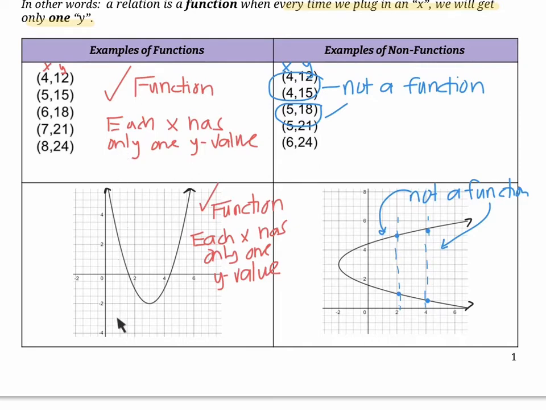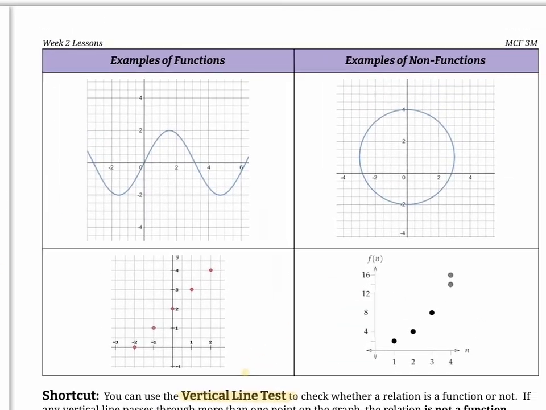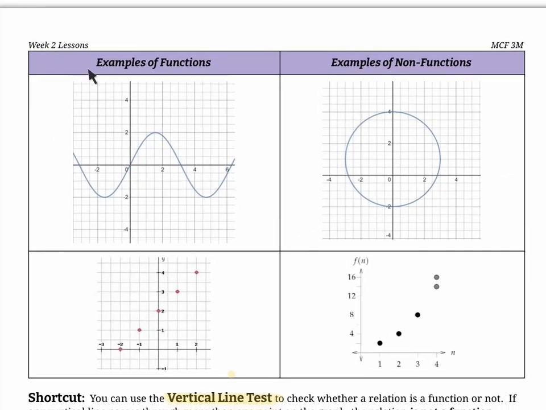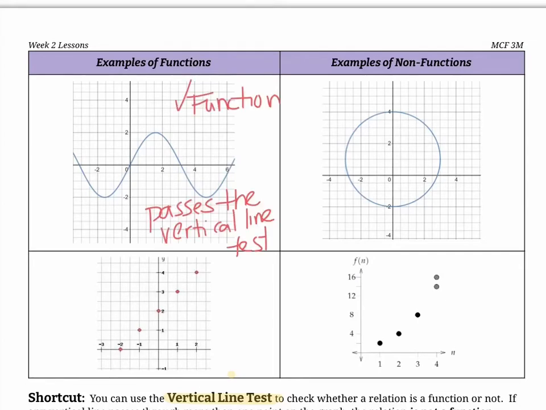Here, it doesn't matter where I draw straight lines. I only hit the relation one time, one time, one time. So it is a function. So let's try that shortcut on these 2 graphs here. If I draw a line along this graph here, I only hit the relation one time. So this is a function. And it's a function because it passes the vertical line test. Every x has only one y.